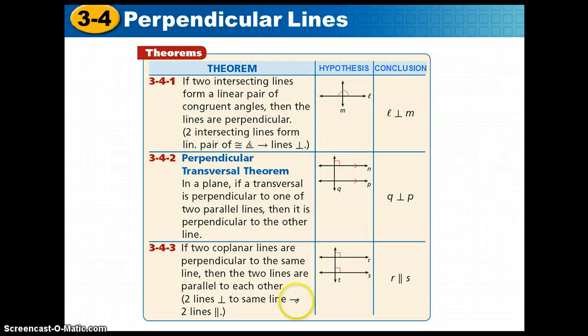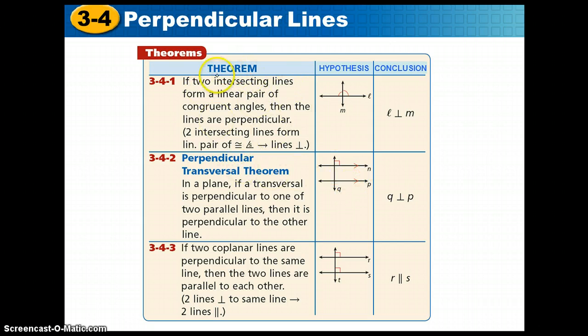Anyways, we'll keep moving right along. We have these theorems that we've talked about, and they deal with perpendicular lines. First, if we have two intersecting lines that form a linear pair of congruent angles, the lines have to be perpendicular. The only way that two angles can form a linear pair and be congruent, meaning they're supplementary and congruent, is if they're both 90-degree angles. If these are both right angles, these have to be perpendicular.